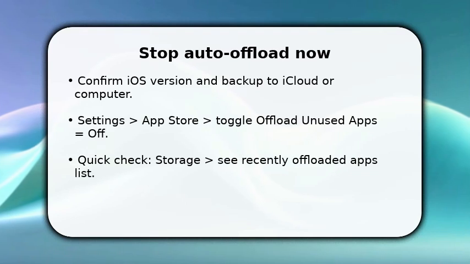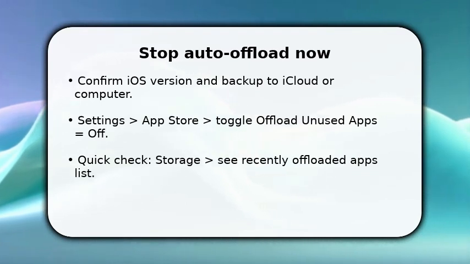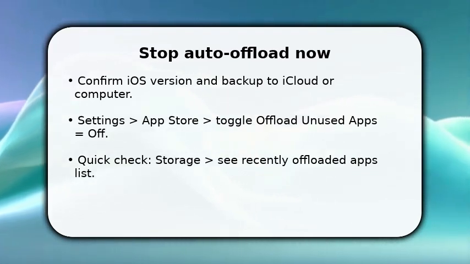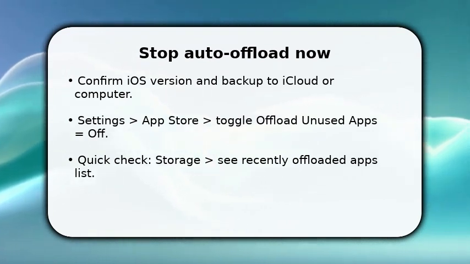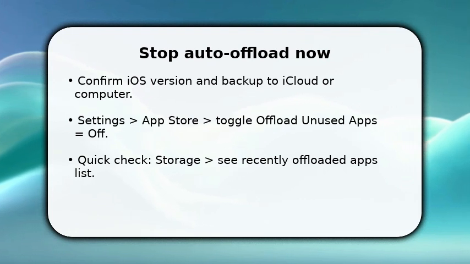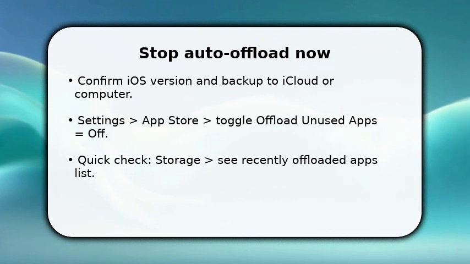You'll start by preventing the system from removing apps automatically. First, back up your device so you can restore if anything unexpected happens. Then open Settings, go to App Store, and turn Offload Unused Apps off. That stops future automatic offloading.